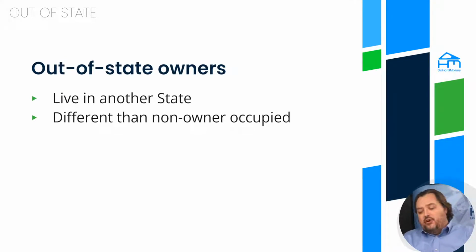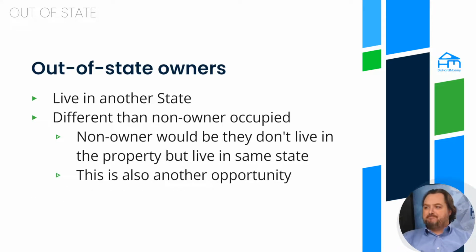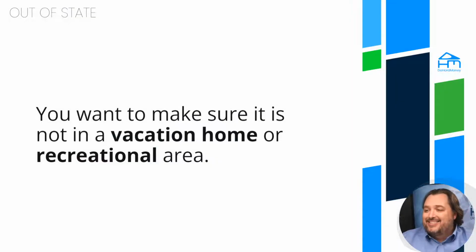Now, that's different than non-owner occupied. Non-owner occupied means they live in the same state, but they don't live in that property. So they can live in California and have a property in California, but the property they live in is not the property that we are talking about, and that's non-owner occupied. Same state, but don't live in the property. Now, those are opportunities too. Keep that in mind. There's opportunities, and they may have more motivation if they're living in another state to actually sell the property.